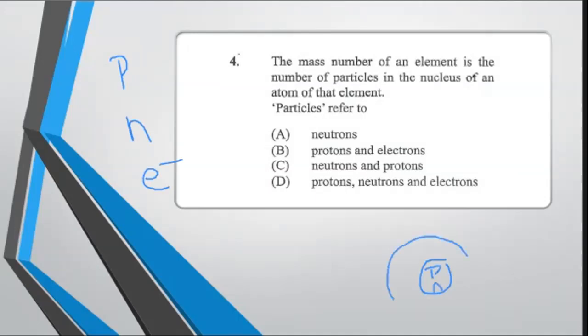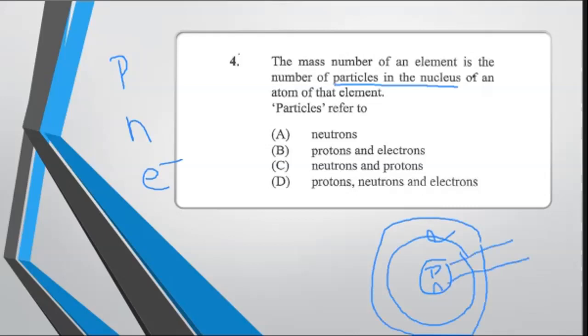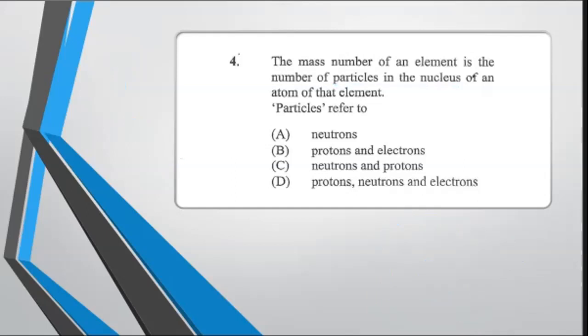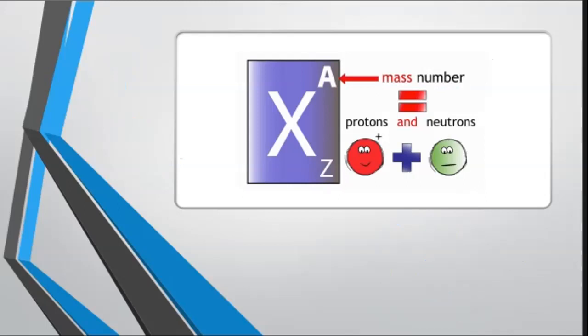And orbiting the nucleus, we have electrons. So electrons orbit the nucleus in electron shells. So when they speak of particles in the nucleus, they are referring to the protons and the neutrons that are inside of the nucleus. So the question asks, the mass number of an element is the number of particles in the nucleus. So we have protons and neutrons in the nucleus. So protons plus neutrons is equal to the mass number.